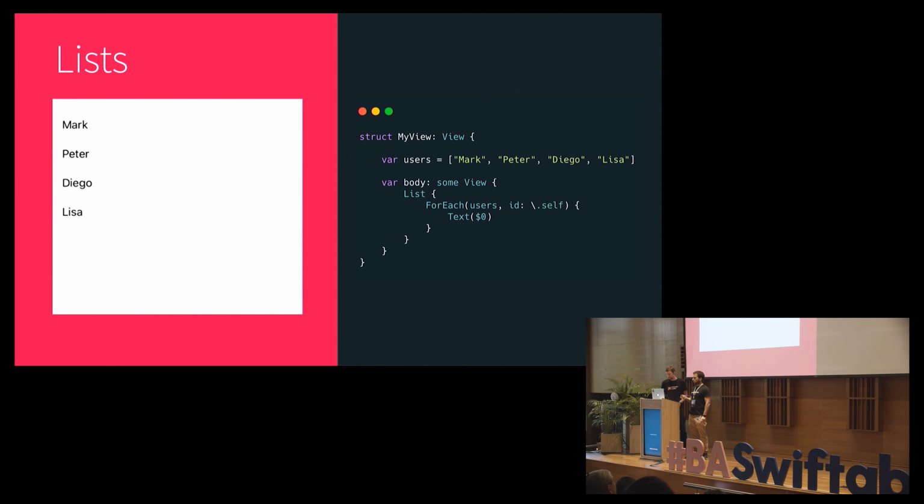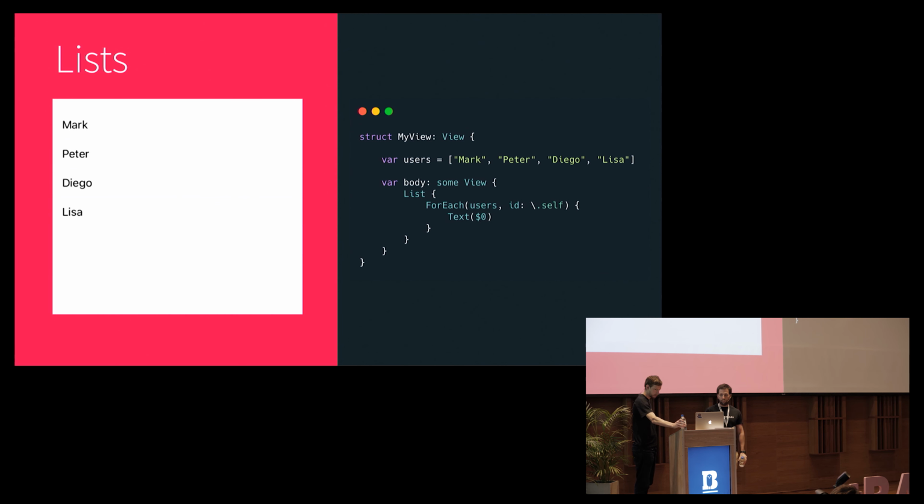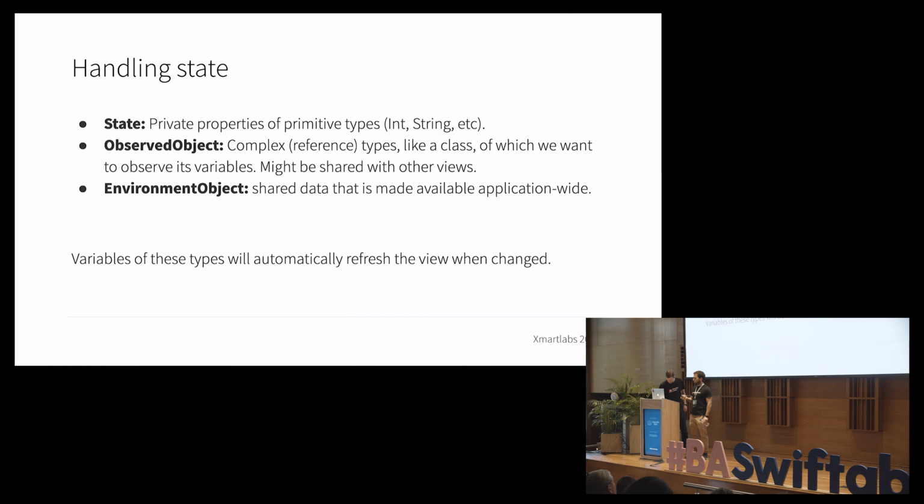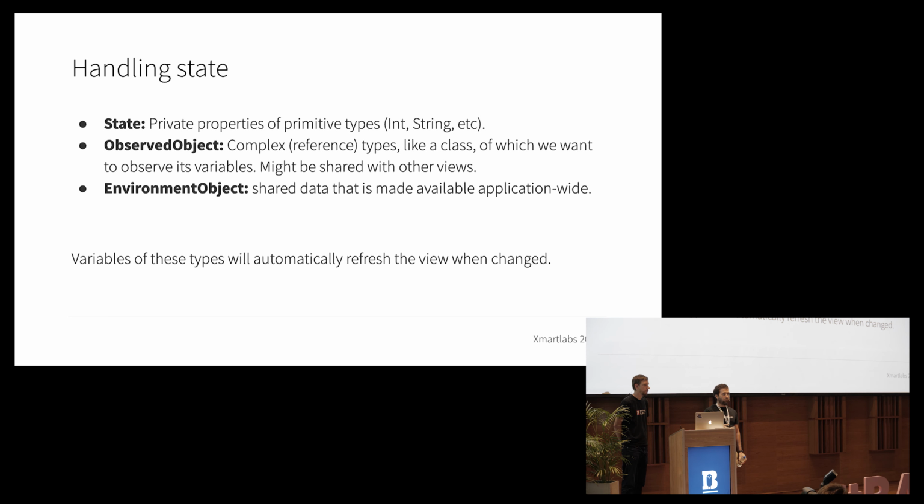But what if we want to handle other kinds of data? Let's say something that's not static. And as we know, we're working with structs, right? So to do this, what came out with Swift 5.1, I believe, is property wrappers, right? And what this does is it allows us to mutate the variables in order to change the views.